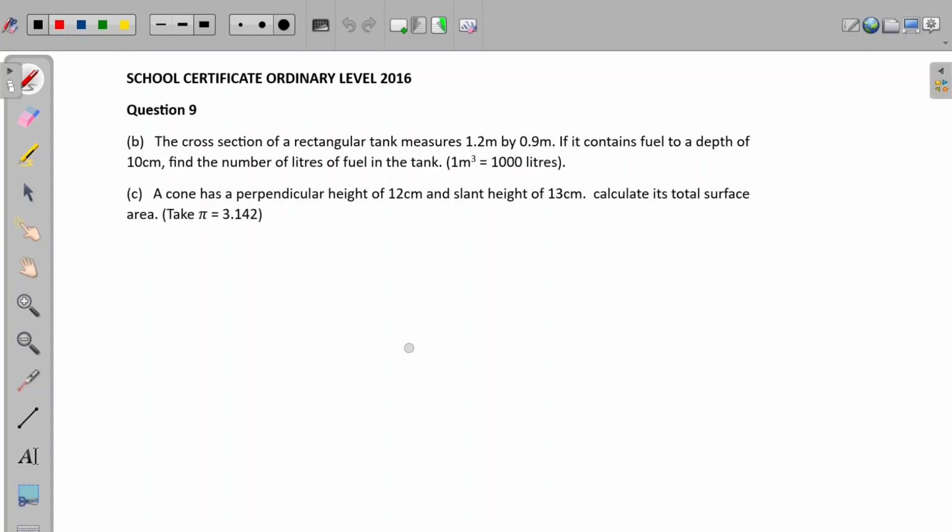a cone has a perpendicular height of 12 centimeters and slant height of 13 centimeters. Calculate its total surface area. Take pi equals to 3.142. Okay, let's go straight into the answering of this question. So let's look at the solutions.